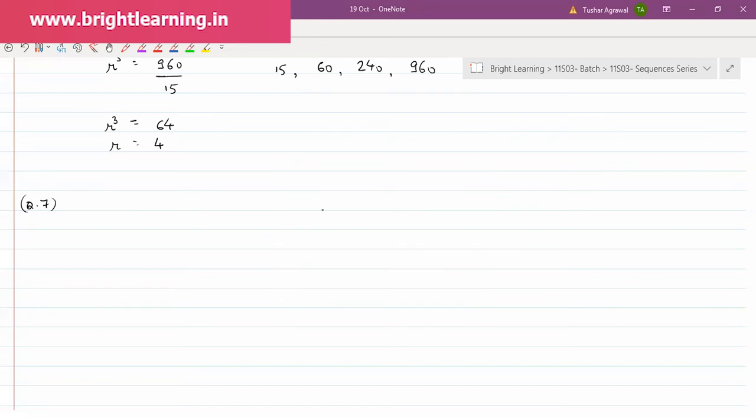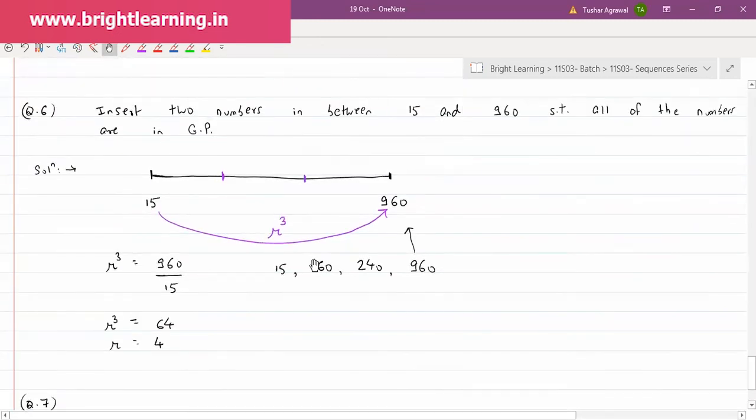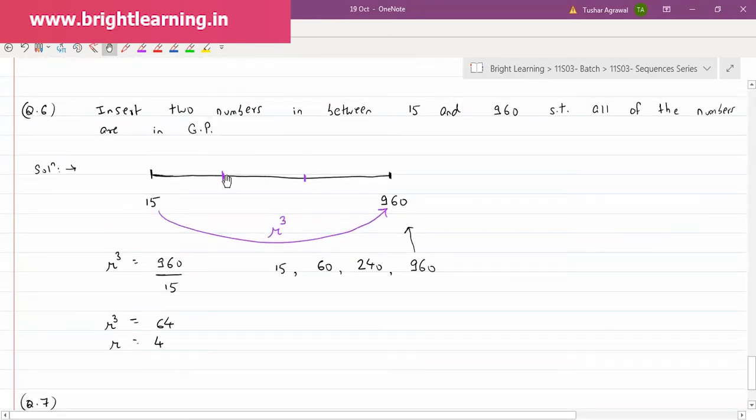After R3 means we are multiplying successive terms by R. So 15, into next term, what will it be? The next term will be 15 into R. What will be the immediate next term? 15 into R into R, that is 15R square. So what will be this term? 15 into R into R into R, that is R cube. So 15 R cube is 960.